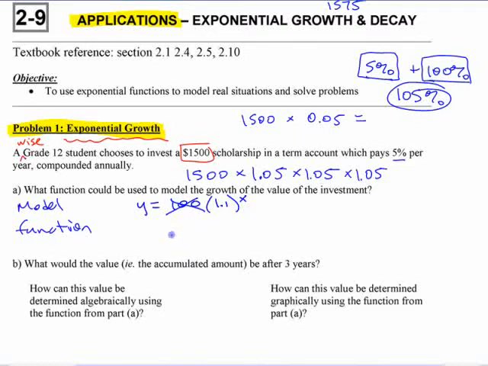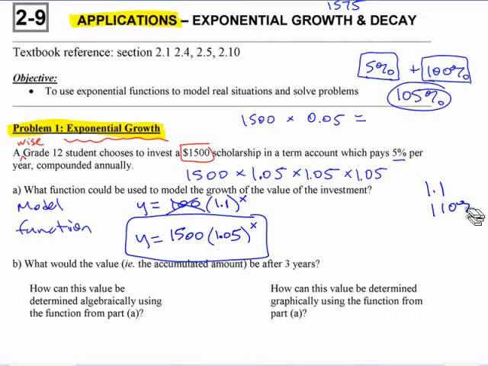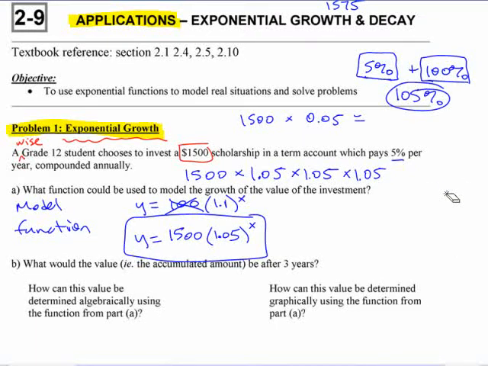Except here our starting amount isn't 100. What is it? 1,500. And our rate isn't 1.1. What's our rate? What are we multiplying by every year? 1.05. 1.05 is actually lower than 1.1, so it's not going to grow even as fast as 1.1. 1.1 would be like 110%. This is the model function we're going to use to represent this situation. Get rid of that. That was just our example.